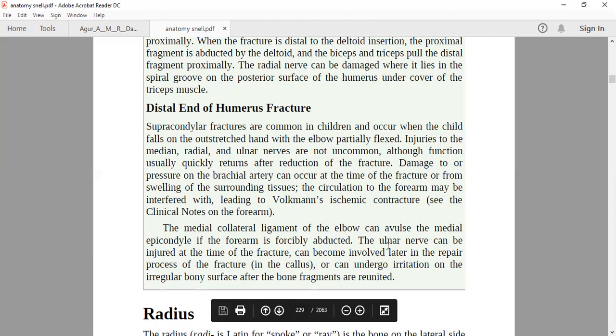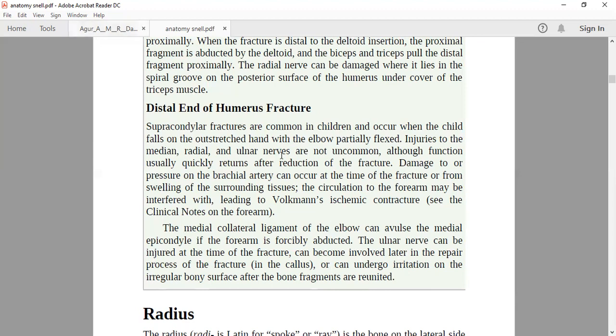The ulnar nerve can be injured at the time of fracture, can become involved later in the repair process of the fracture in the callus, or can undergo irritation on the irregular bony surface after the bone fragments are reunited. So now let's read on more. This was about humerus fracture from Snell.